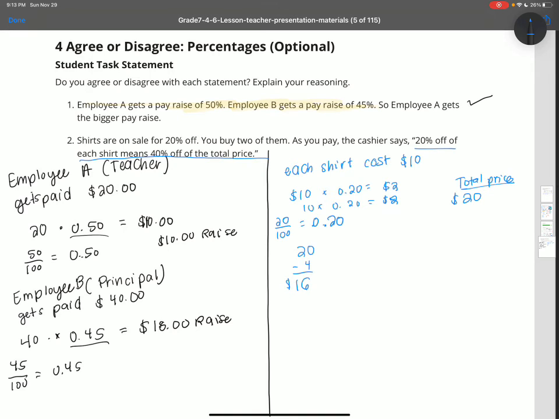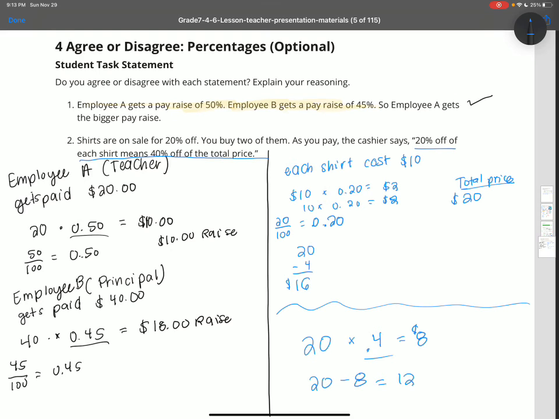Now this cashier is saying, hey, if you multiply the total price times 40%, it would be the same thing. So think about it. Will we be multiplying by 40% off or 60%? Now I'm going to find 40% off, but we're going to subtract, okay? So think about it. 20 times 0.4 is 8. So if I subtract 20 minus 8, it's actually 12.